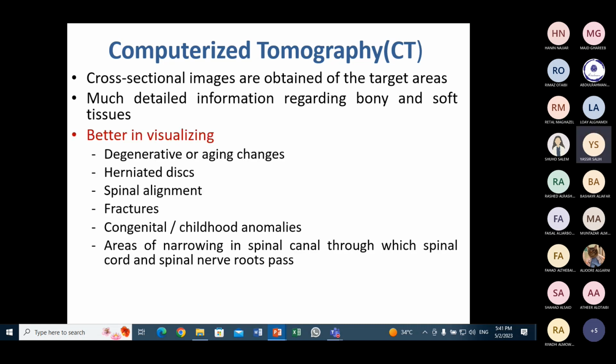Spinal alignment: X-ray can also demonstrate alignment, but CT is better to assess the alignment of the vertebral bodies. Fracture: X-ray can demonstrate fracture of the spine, but CT is better.